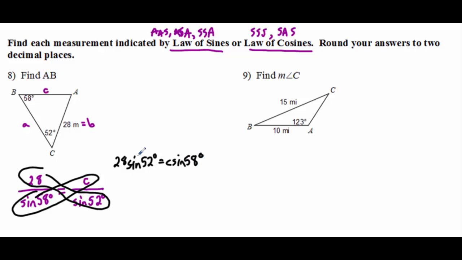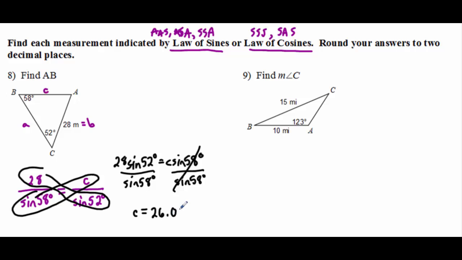So once I figure out what 28 sine 52 is, then I divide by sine 58 on my calculator. So I'm going to type that in and see what I get for C. Okay. I get 26.02.